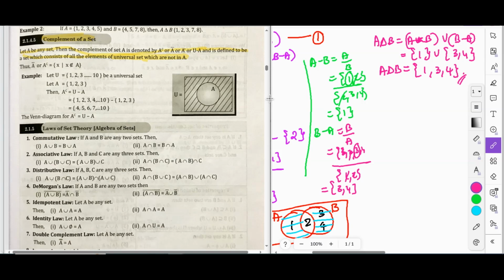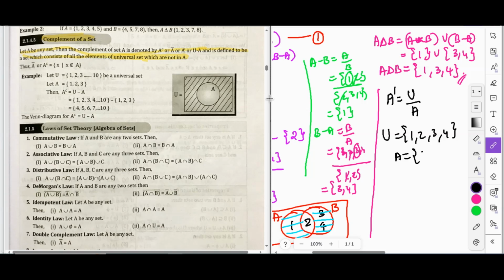So, for example, A complement will be given by the formula U by A. Suppose U is 1, 2, 3, 4 and A is 2 and 3. Then A complement will be U divided by A. So what is common will get cancelled, 2 and 2, and 3 and 3. So A complement will be 1 and 4.